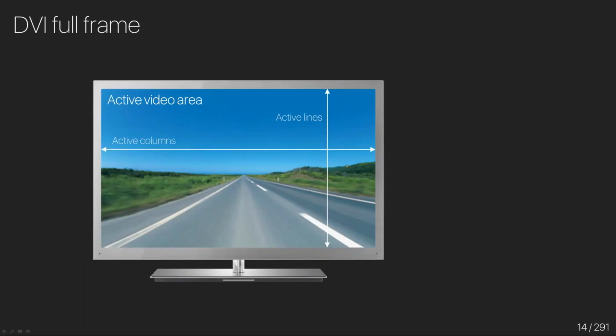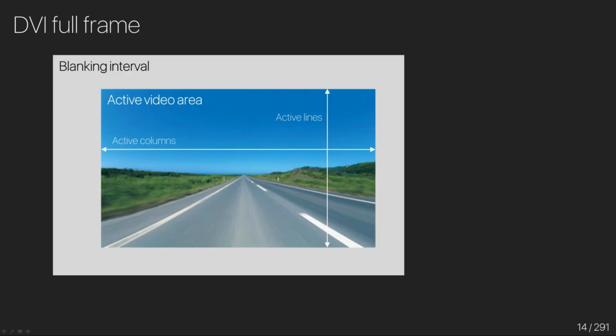So if we look at our DVI display and we think about what's going through the cable when we transmit the signal, well, we can see the active video area, but this isn't the only thing that's going through the cable. If we remove the display, we can see that we have a second part of the image, which is the blanking interval. So the blanking interval is not something you see. The display cuts this area off. It exists for historical reasons because of CRT monitors.